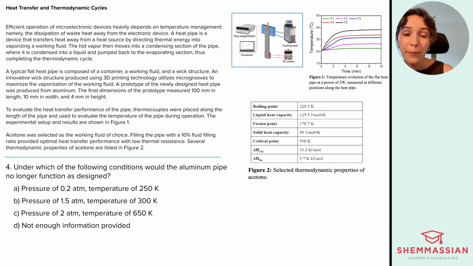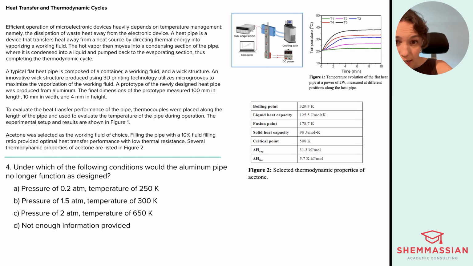Choice A has a low temperature of 250 Kelvin and low pressure, well below the critical point. So acetone is pretty safely in the liquid and gas region, and that means the pipe works just fine. Then choice B is at 300 Kelvin, still well below the 508 Kelvin limit. And acetone does its usual thing again, so the pipe functions as intended.